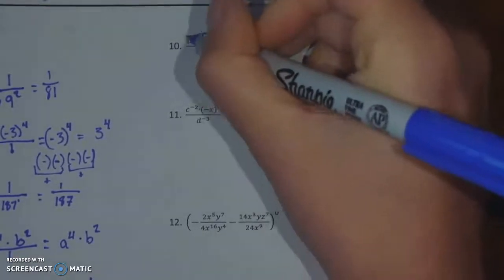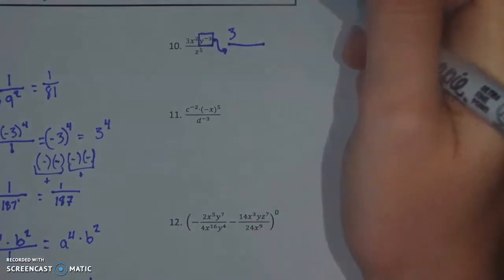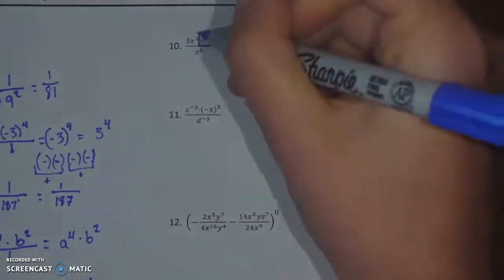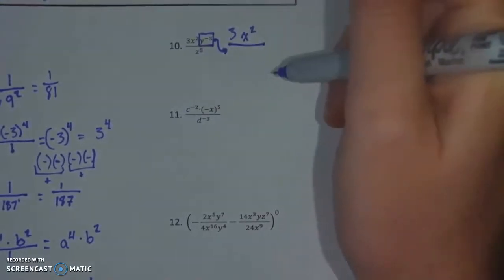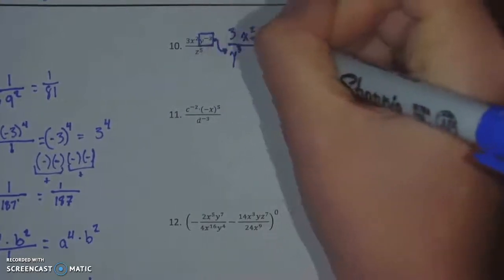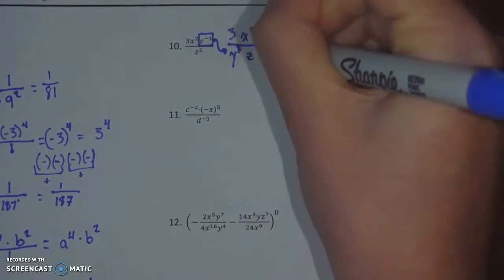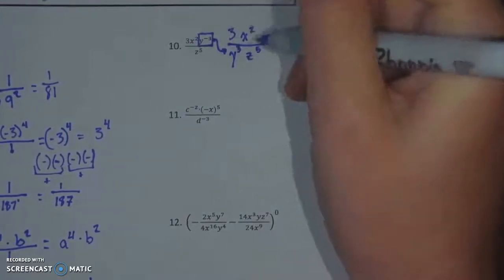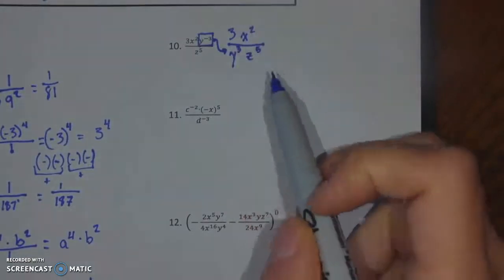Well, here, my 3 will remain in the same spot. It is a coefficient. It does not have a negative exponent, so there's no negative up here. My x squared is also a positive exponent, so it stays at the top. My y will move to the bottom to trade in that negative, and my z to the 5th, which was in the bottom, will remain in that denominator, that bottom. So we have this as our final answer.